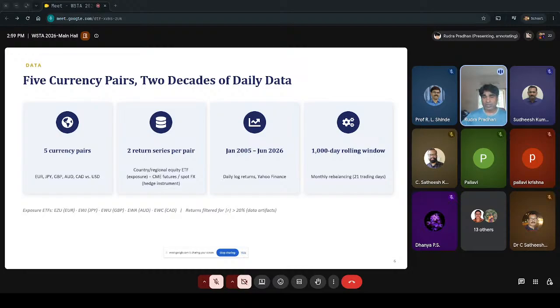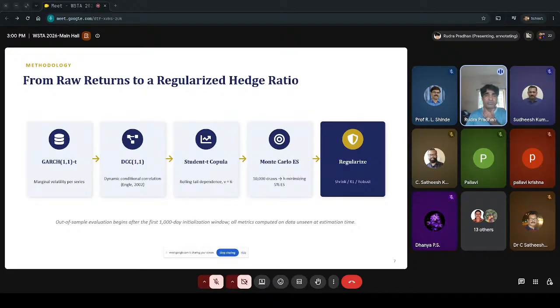And the data period is 2005 to 2026, daily data, with a 1000-day rolling window. And we have derived it from the site called Yahoo Finance. So on the basis of that, we have derived these particular structures. Okay, so method-wise, that was the basic structure about the data, the kind of currency, and the time frame which we have used for this particular work and framework.